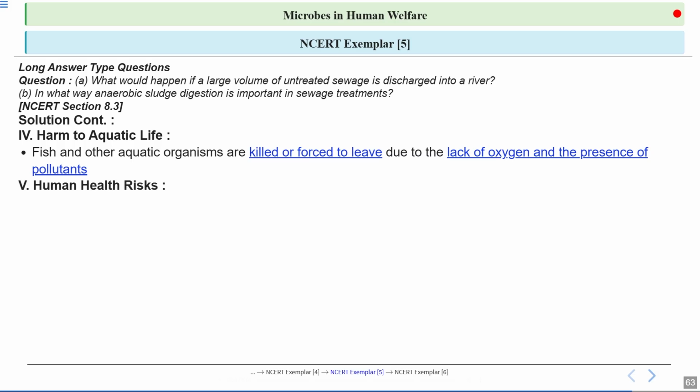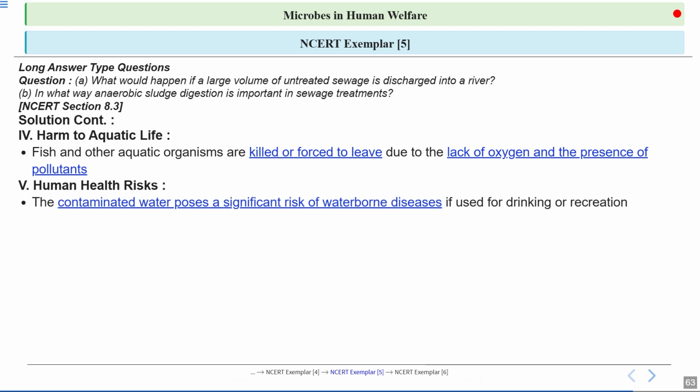Now there is a risk to human health as well because the water is contaminated and there are a lot of waterborne diseases like cholera and typhoid. When people drink this polluted water or use it for recreation, they are exposed to waterborne diseases. Clear? So human health is also at risk.